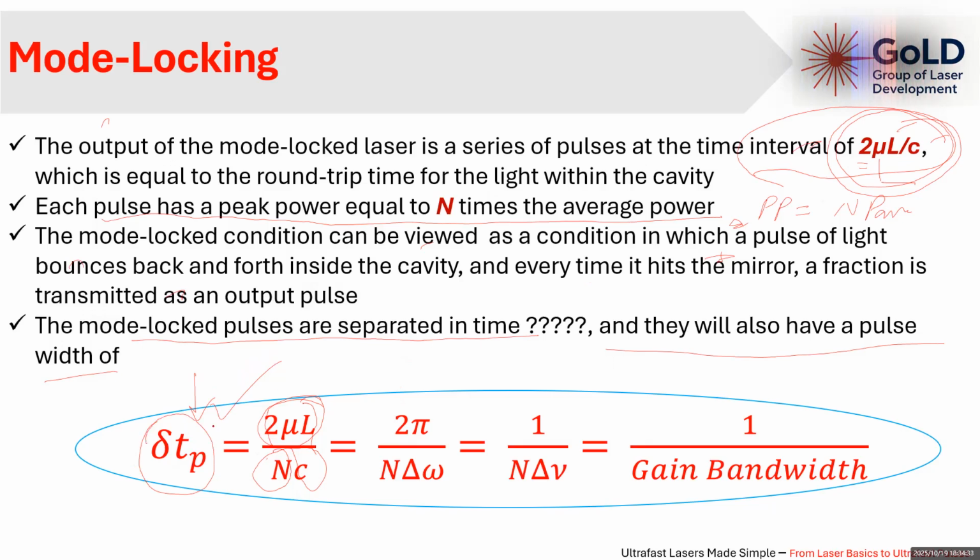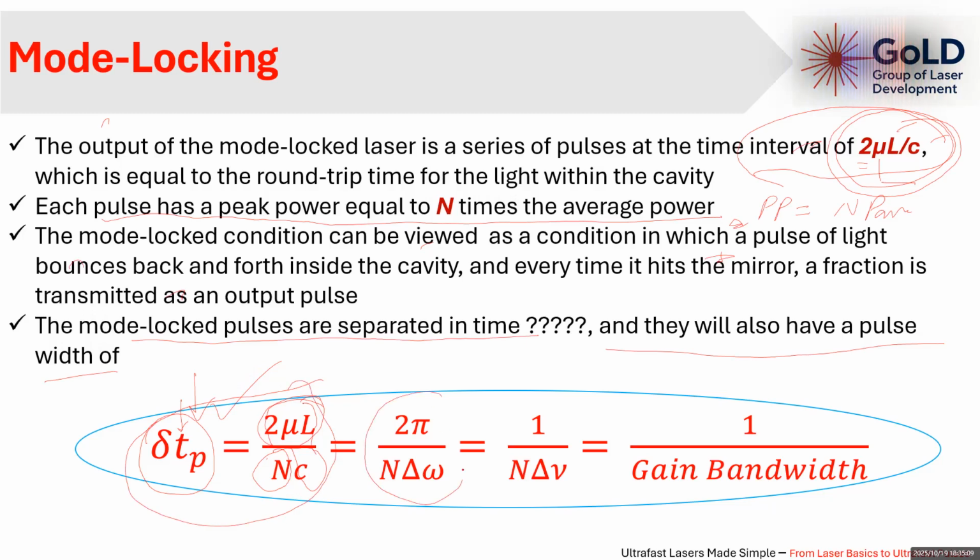Okay, and what this shows is the pulse duration, the pulse width: for how long the pulse appears. Okay, pulse duration, pulse width, for how long the pulse appears. So using this formula, you can calculate this.